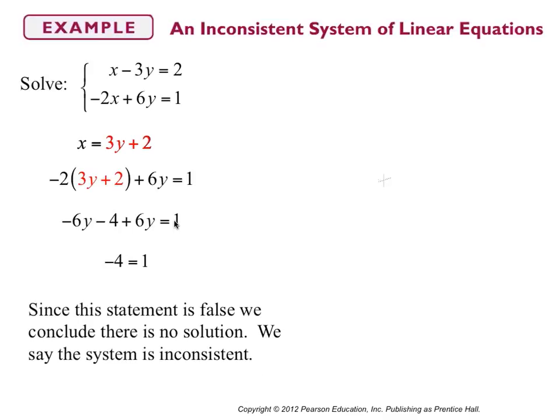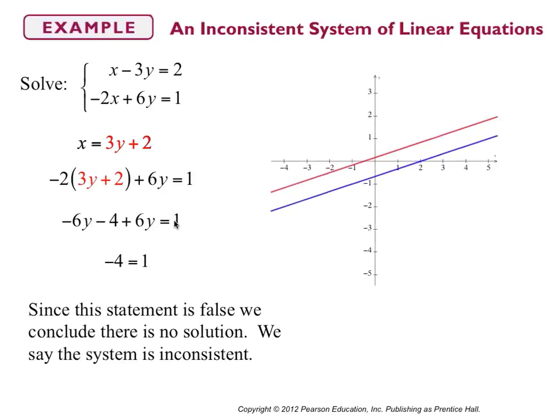Now, negative 4 is not equal to 1. We all know this. So since the statement is false, we conclude that there is no solution. So we can say that the system is going to be inconsistent. And if you think about what we know about inconsistent systems, these are going to be parallel lines. So they're lines with the same slope but different y-intercepts.